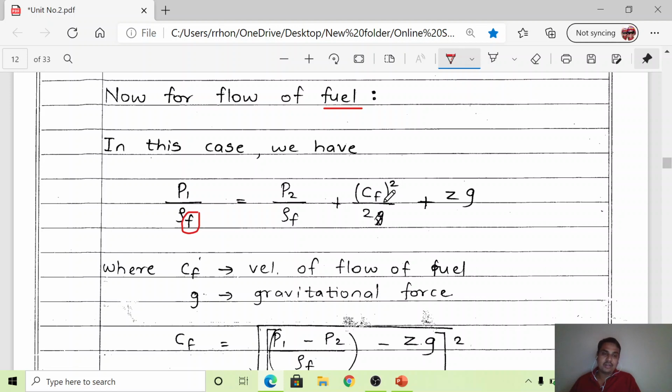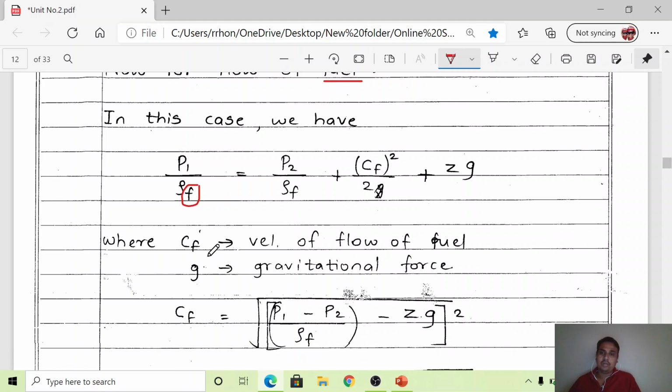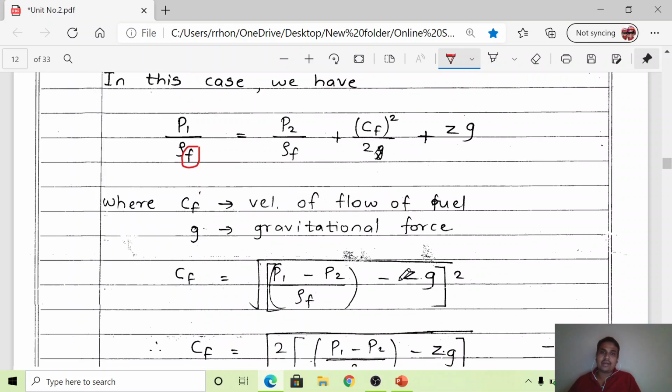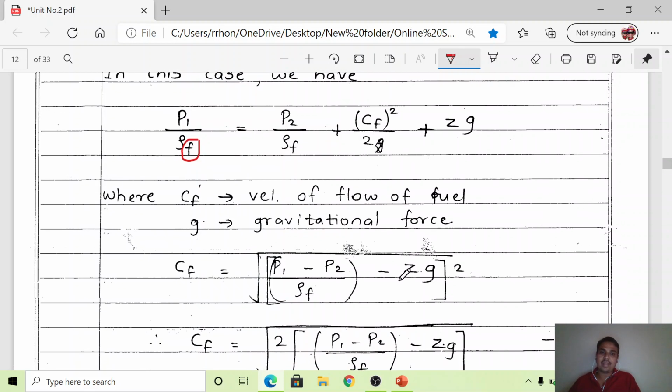Earlier we considered C2 as the velocity of air at the throat section, but here we are considering CF, that is C suffix F, the velocity of fuel at the throat section, that is CF square by 2 plus Z into G. So again we have this particular equation. Here CF is the velocity of flow of fuel and G is the gravitational force. So let me rewrite the equation once again.